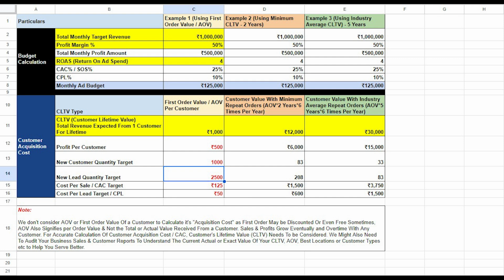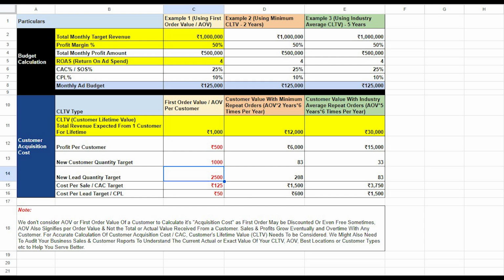Considering 4x returns for that 5 lakh profit, 25% of 5 lakhs is 1,25,000, right? So if you can spend 1,25,000 in ads, then you'll be profitable and you will be able to get 4x returns. And you have to make 10 lakh sales, right? So that becomes the target and that becomes the budget.